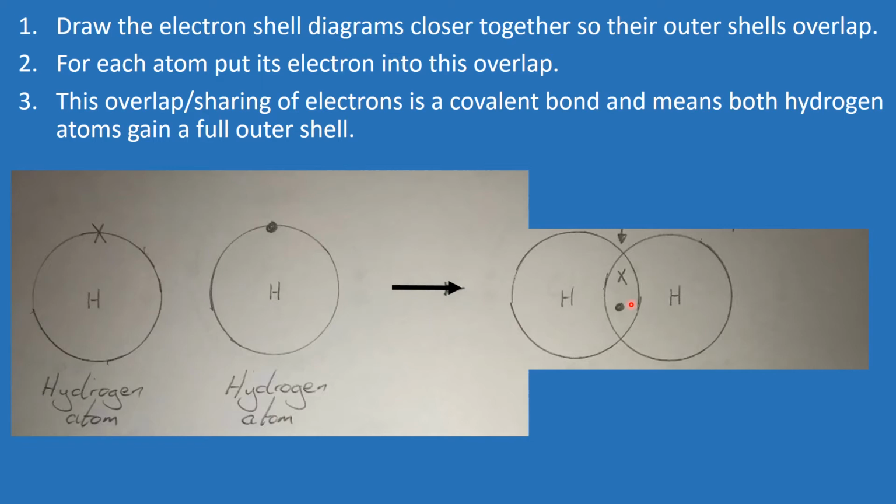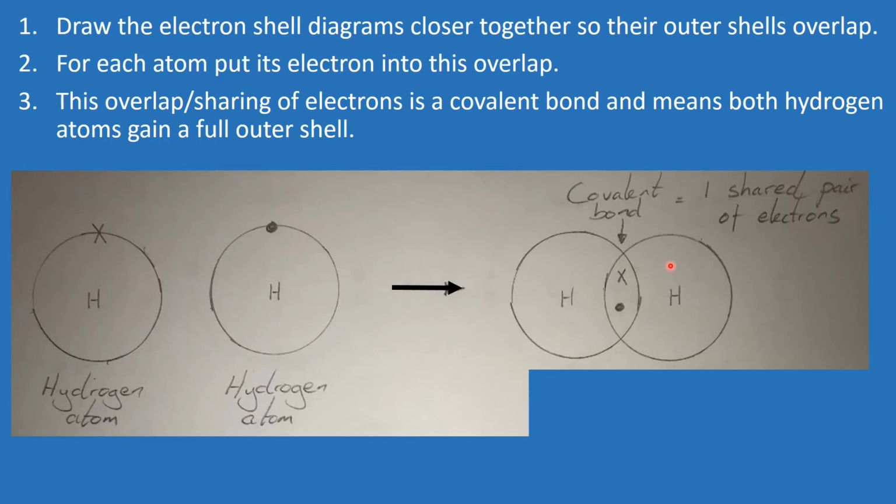And if we want to think about this covalent bond, remember it's really, really strong. And from the point of view of this hydrogen atom on the left-hand side, we can see that it's got two electrons in its outer shell. And from this hydrogen atom on the right-hand side, we can see that it's got two electrons also in its outer shell. So it's a neat little trick for getting around this kind of full outer shell problem.